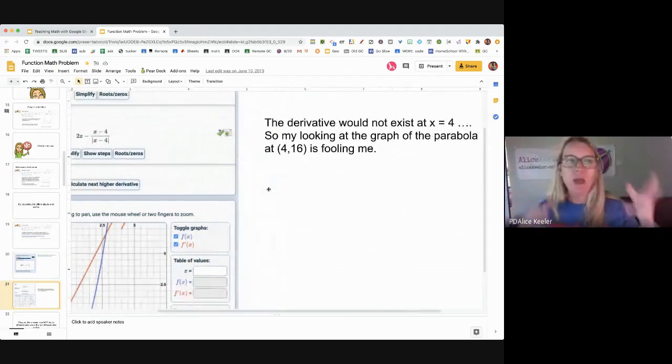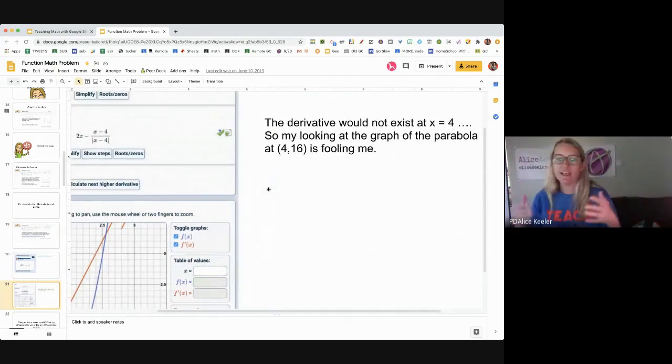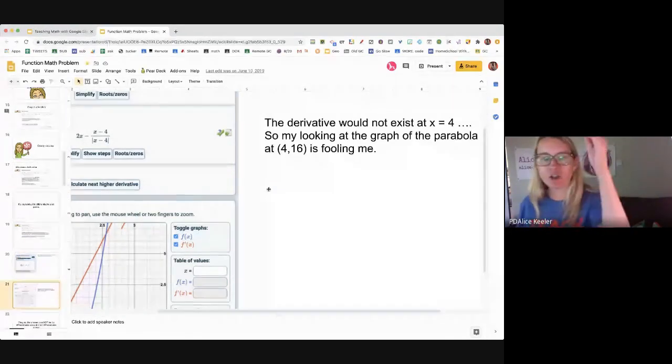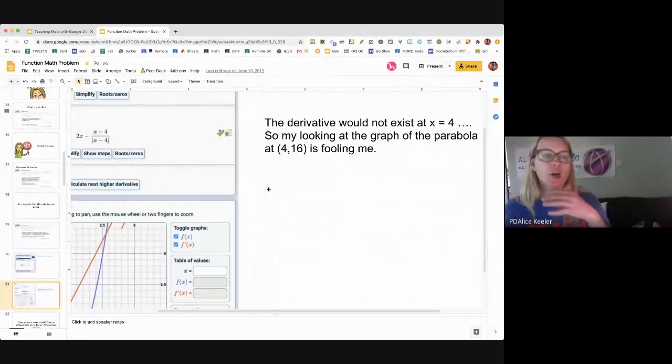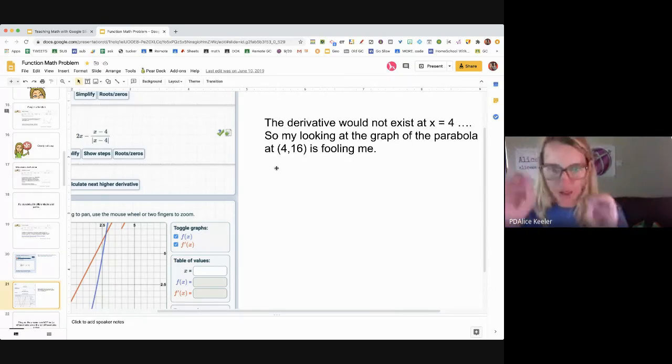And what's awesome about Google Slides is you have a text box. And I want you to use that text box. Explain to me what I'm looking at here. Don't show me your work. Show me your thinking. Explain this. Do you actually understand it, or do you just know how to copy a set of steps?